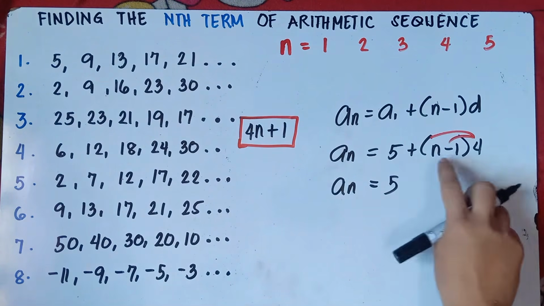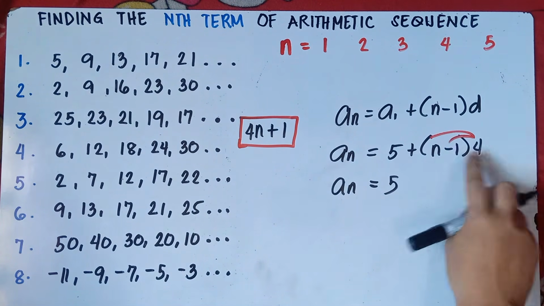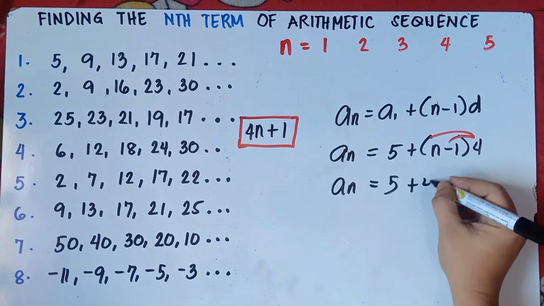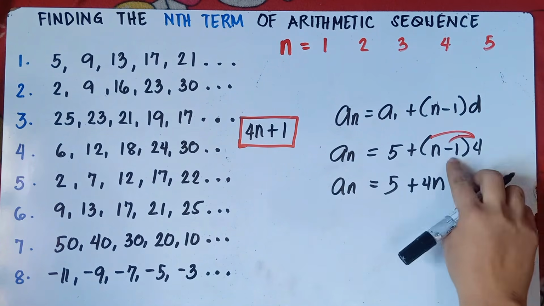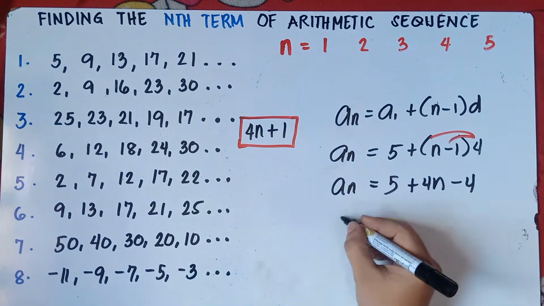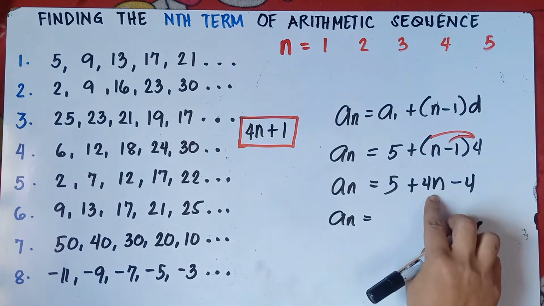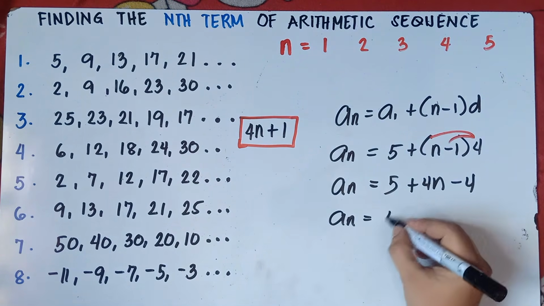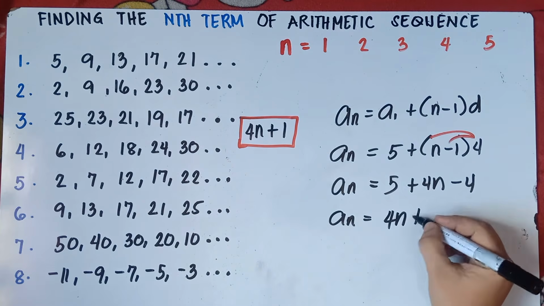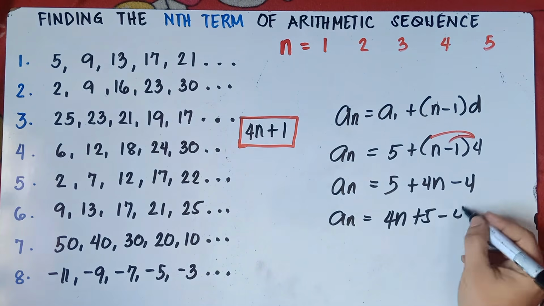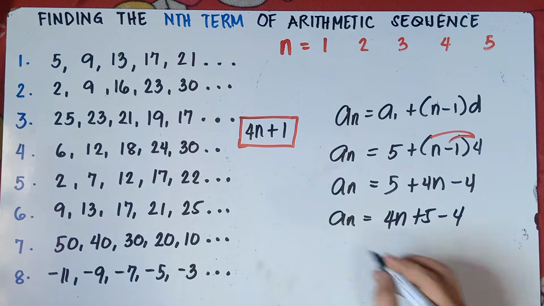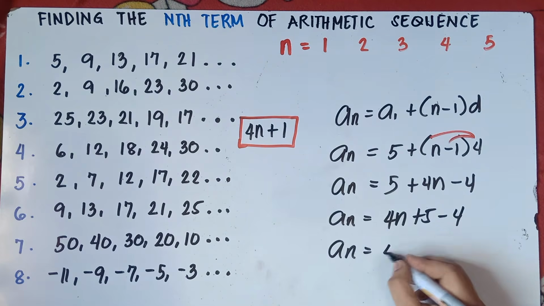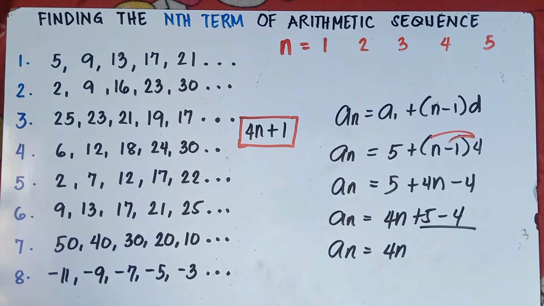Alright, 4 times n. Positive 4 times positive n, that's positive 4n. Positive 4 times negative 1, that's negative 4. And then we arrange. So 4n comes first, so 4n. Then positive 5, negative 4, or minus 4. So a sub n equals 4n, combine like terms. 5 minus 4, that's positive 1.